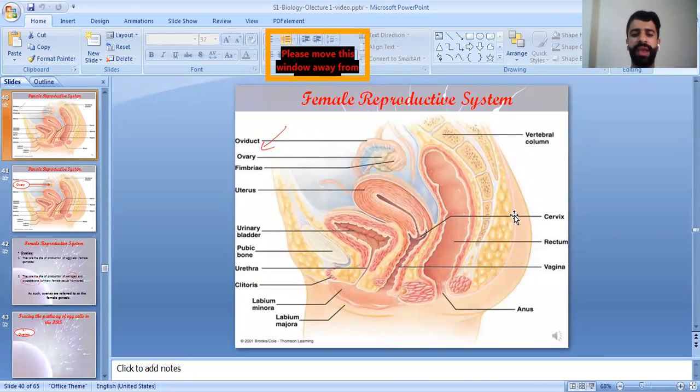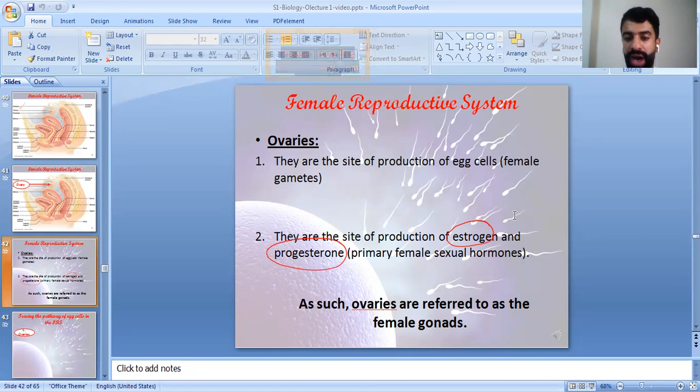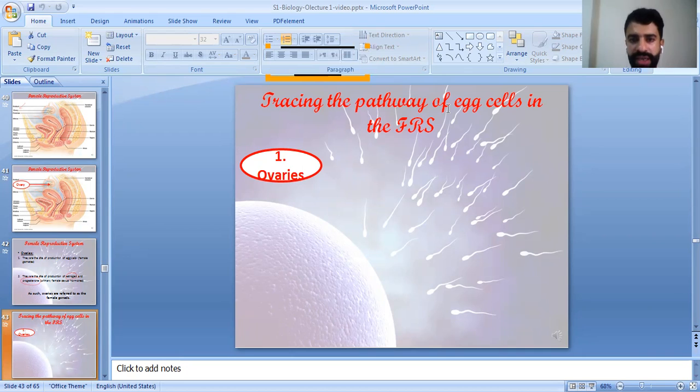Females, this is the female reproductive system. Most of you know about the ovaries. Ovaries are the site of the production of the egg cells, the female gametes. And they also produce the female primary sexual hormones, estrogen and progesterone. So the ovaries are called the female gonads. So tracing the pathway of the egg cell in the female reproductive system, FRS, female reproductive system.